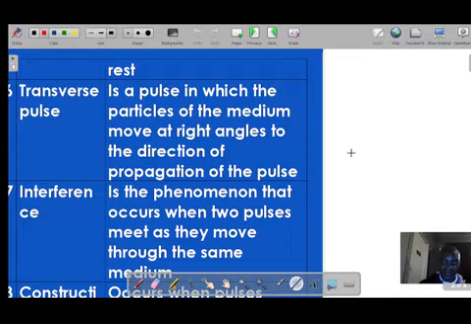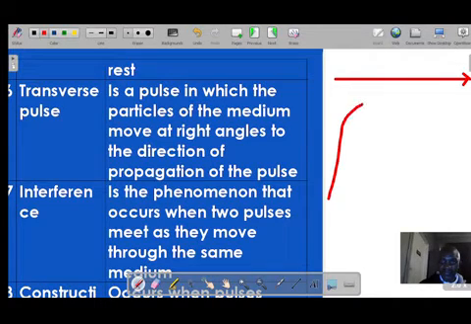Now look at this line here. If our pulse is moving in this direction, and then we have our pulse like this one here. If this is the pulse, as you can see, this is its direction, going to the right. And then as you can see, our pulse has been displaced upwards.